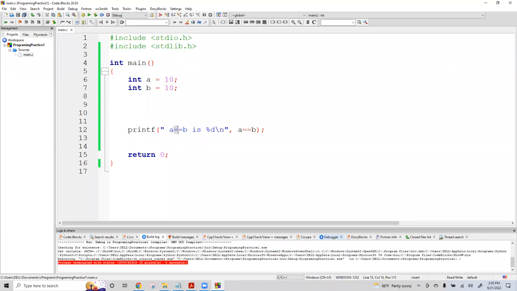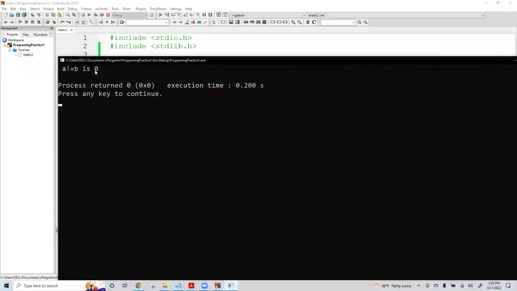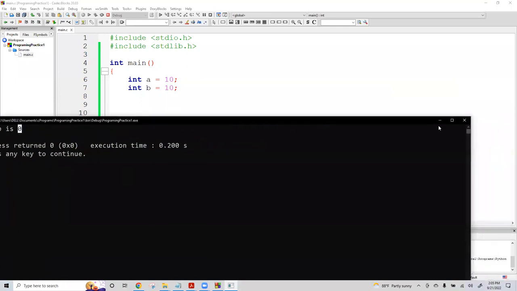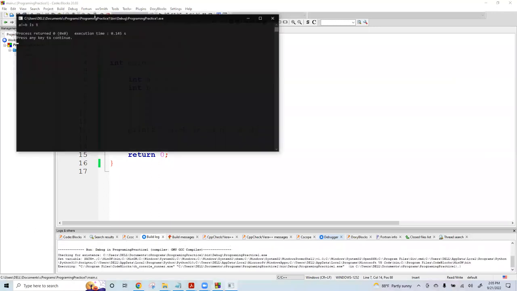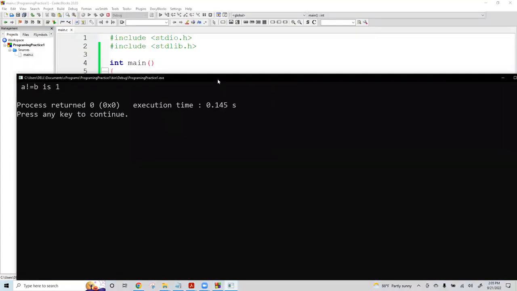Let's say not equal. Now it is 0. If A and B are not equal, then it will output true or 1. True is 1.